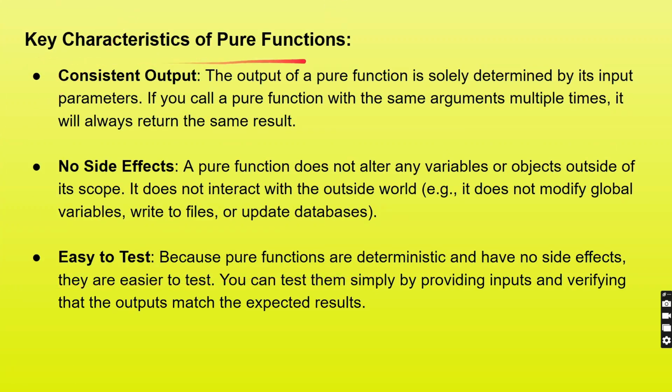Key characteristics of pure functions. Consistent output: the output of a pure function is solely determined by its input parameters. If you call a pure function with the same arguments multiple times, it will always return the same result. No side effects: a pure function does not alter any variables or objects outside of its scope. It does not interact with the outside world. For example, it does not modify global variables, write to files, or update databases.